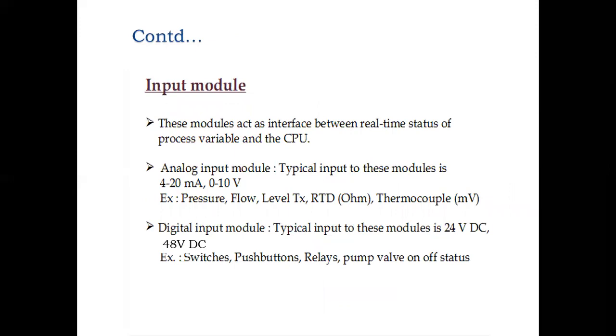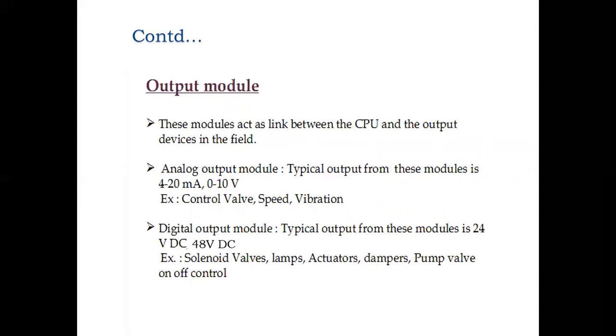The input module acts as an interface between the real-time status of the process variable and the CPU. For the analog input module, typical inputs are 4 to 20 milliamp and 0 to 10 volt, from pressure, flow, level, RTD and thermocouple sensors. For the digital input module, the typical input is 24 volt DC.